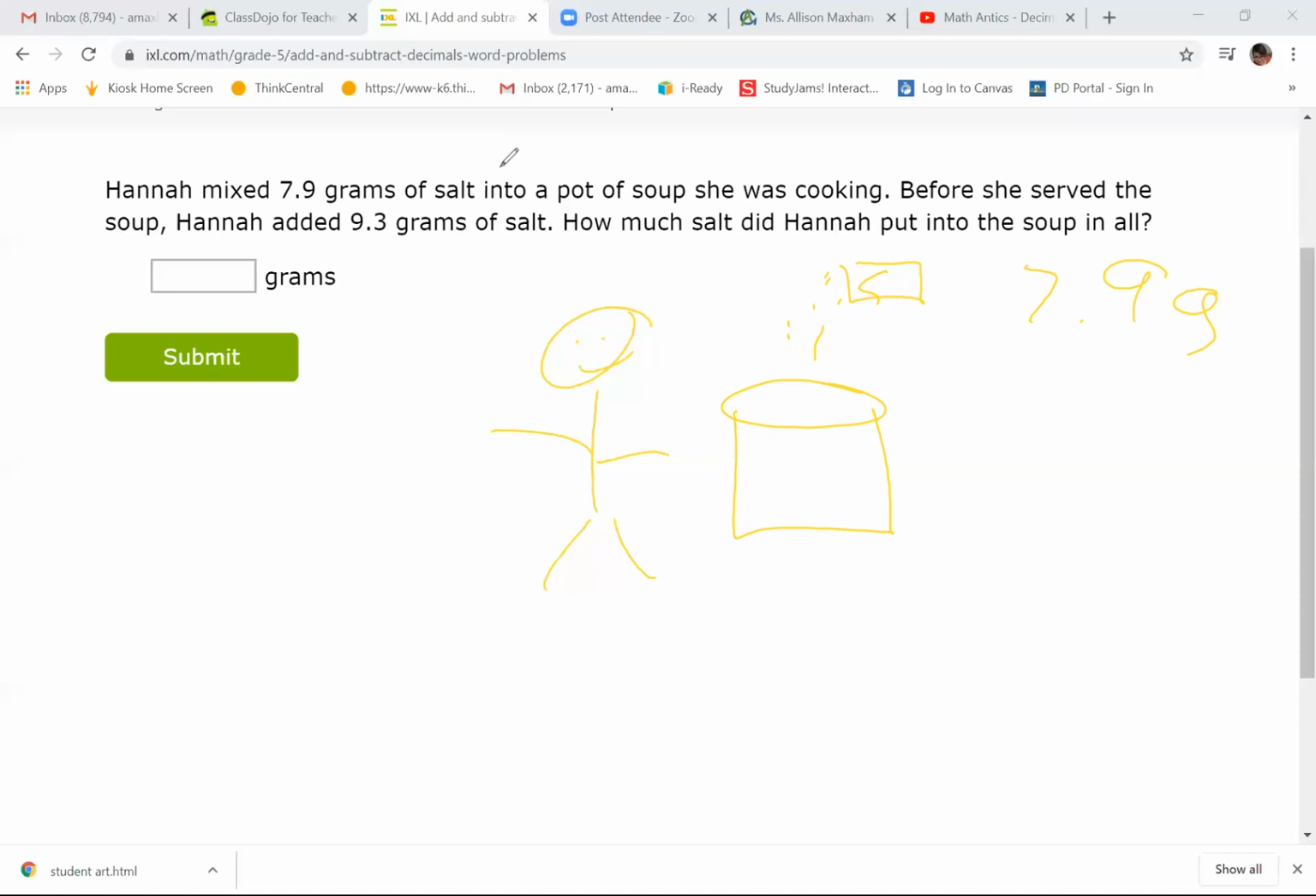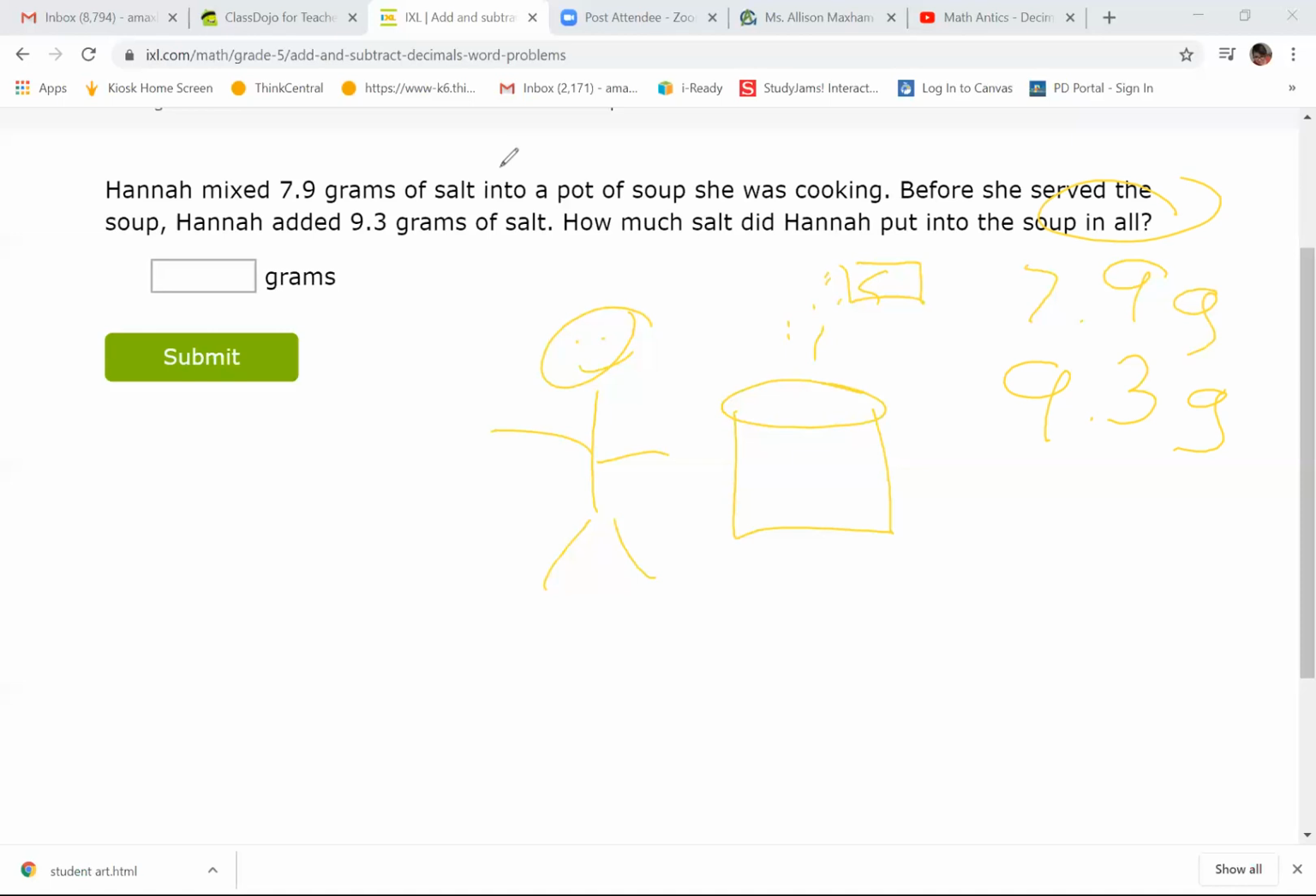Before she served it, she put in 9.3 grams. How much salt did she put in all? Now remember, I told you guys, don't look for those clues that say in all means add, or how many more means subtract, or each means to multiply, because they like to trick you. They might use the word in all when we're multiplying. It's possible. So make sure that you're not just saying, okay, in all equals add.